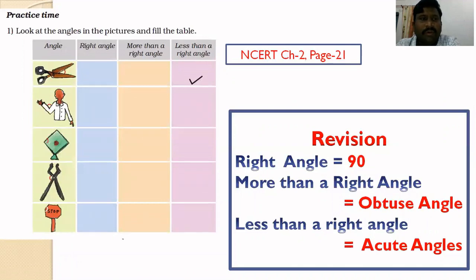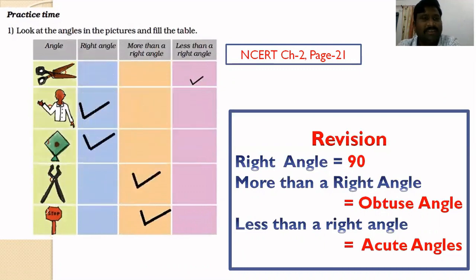So let us go ahead. Now see, this is exactly 90 degree. If I fold my hand like this, this angle will be 90 degree. If I slightly move like this, it will be more than 90. And this hand is exactly this, so it is exactly 90.